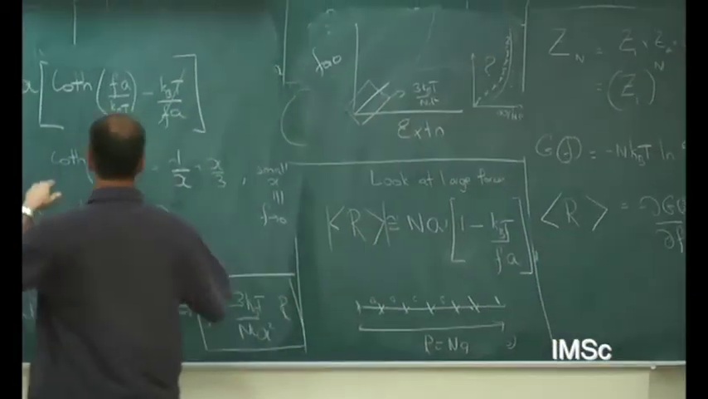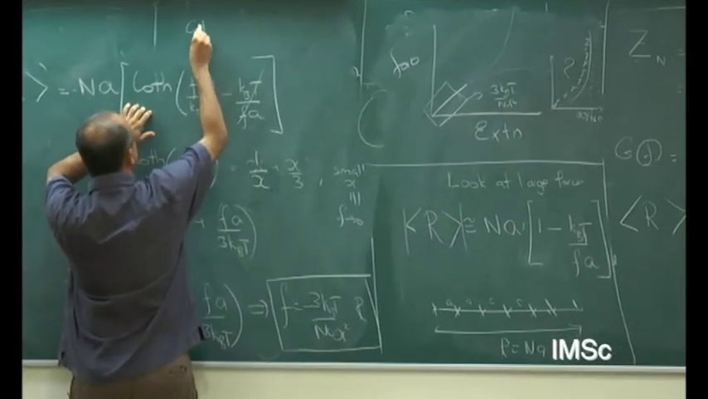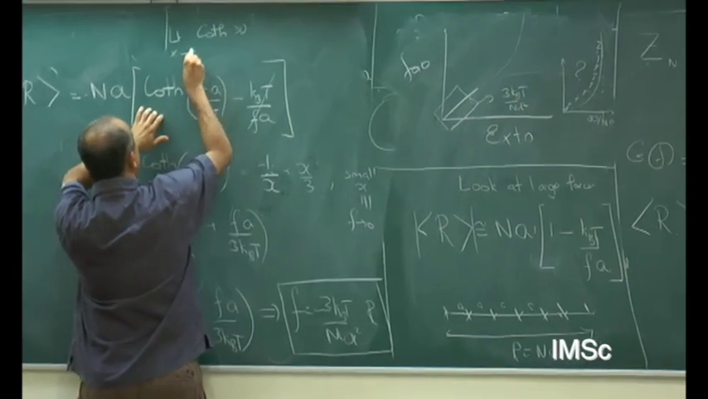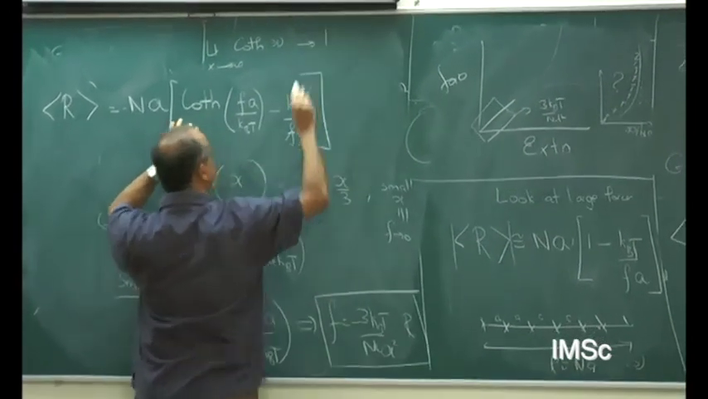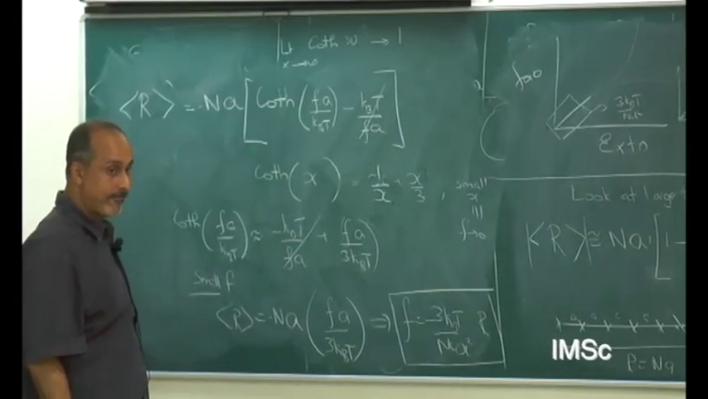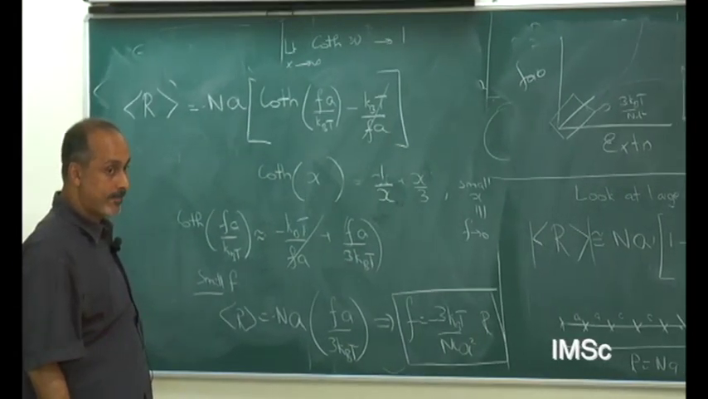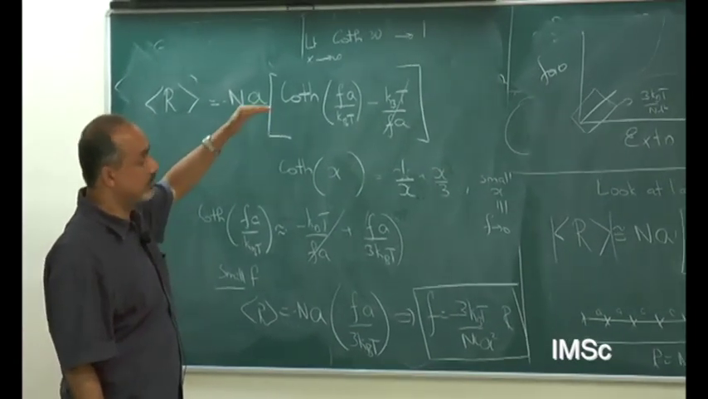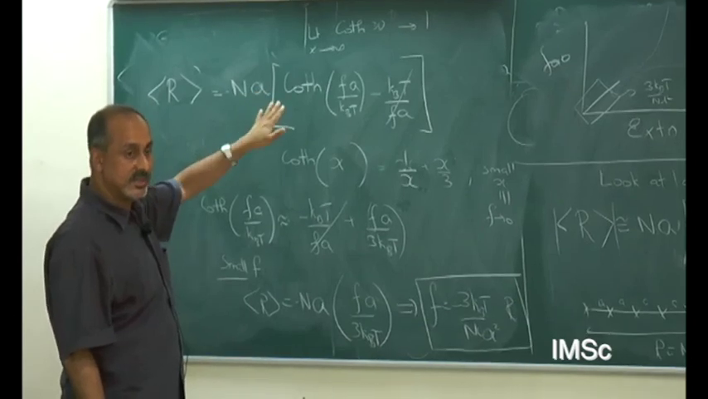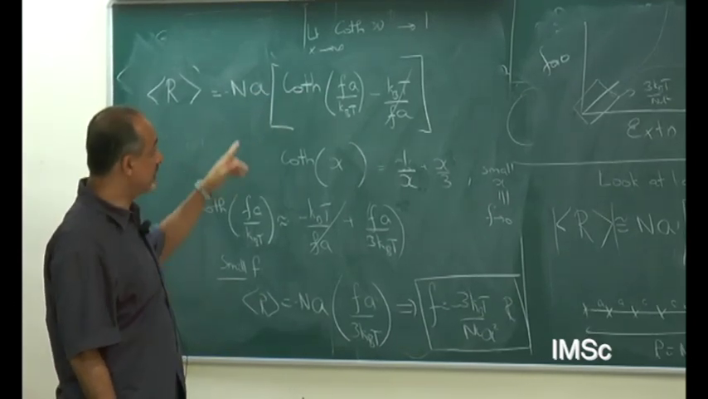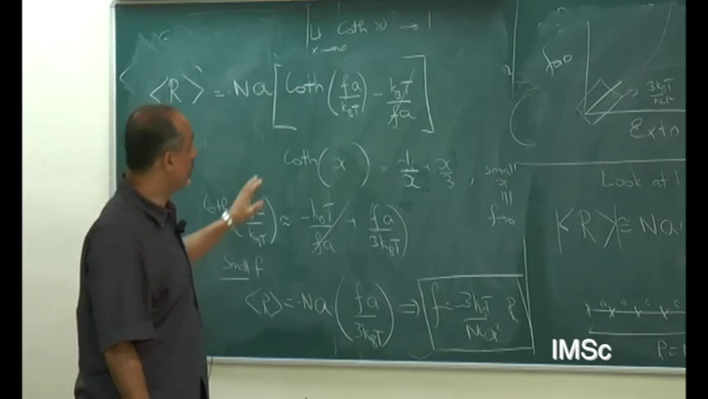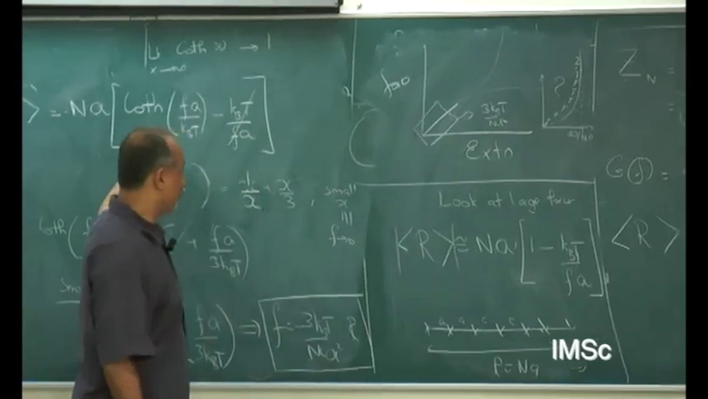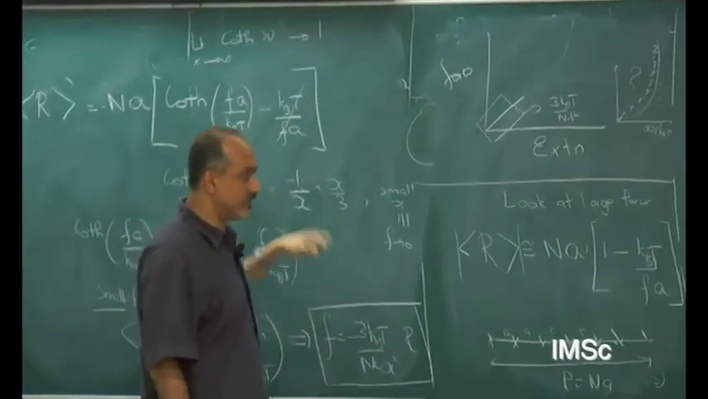So for large F, the hyperbolic cotangent of x, for x becoming very large, goes to 1. So it's N a times 1 minus kBT by Fa. To do this, you need to work out the behavior of this function in terms of the hyperbolic sine and the hyperbolic cosine, but you can check that this is actually true. So when that happens for large F, I can replace the hyperbolic cotangent by 1. This becomes 1 minus kBT over Fa.